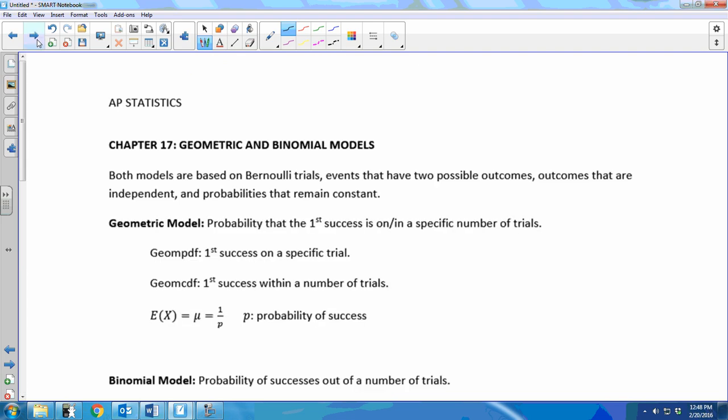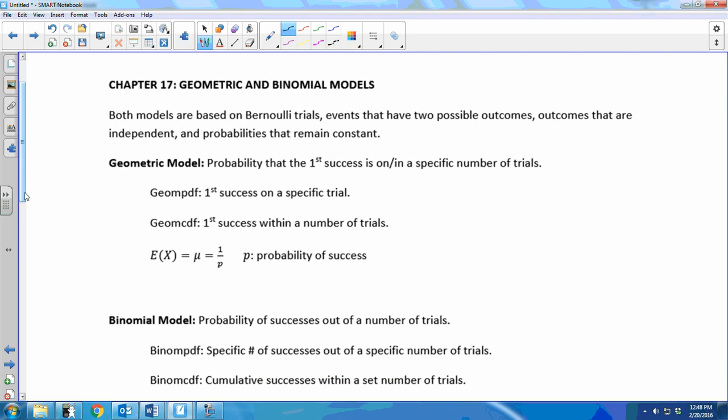And then lastly was chapter 17, the geometric and binomial models. Both models are based on Bernoulli trials, where you had two possible outcomes and two possible outcomes only, success and failure. The outcomes had to be independent, and the probabilities had to remain constant. That means they weren't changing over time. So the first model was the geometric model, and that was the probability that the first success is on or in a specific number of trials.